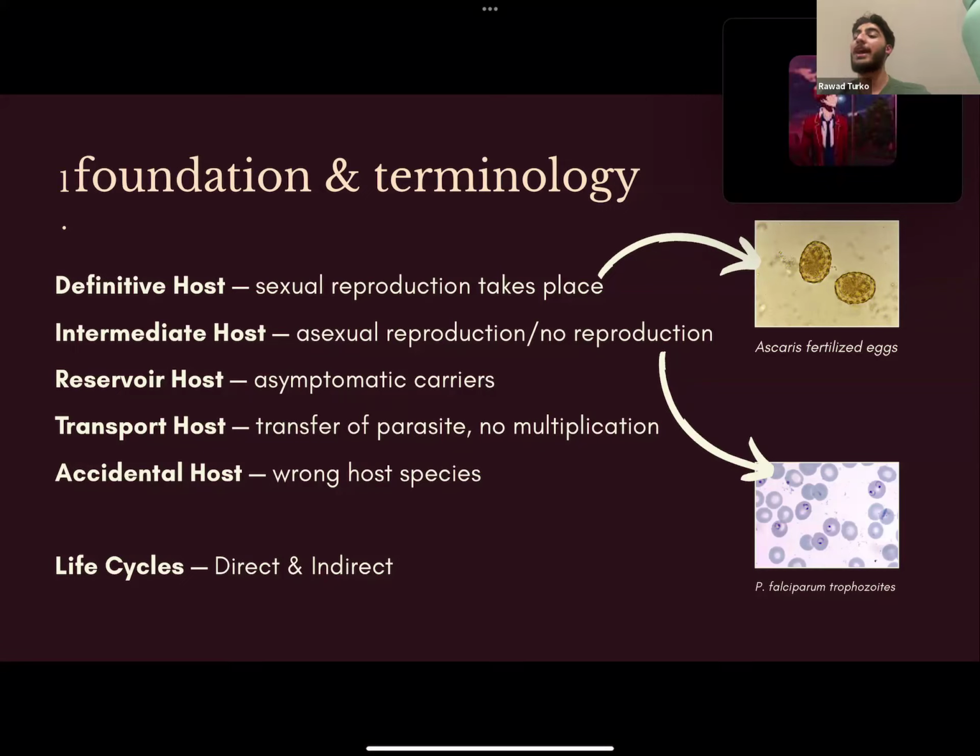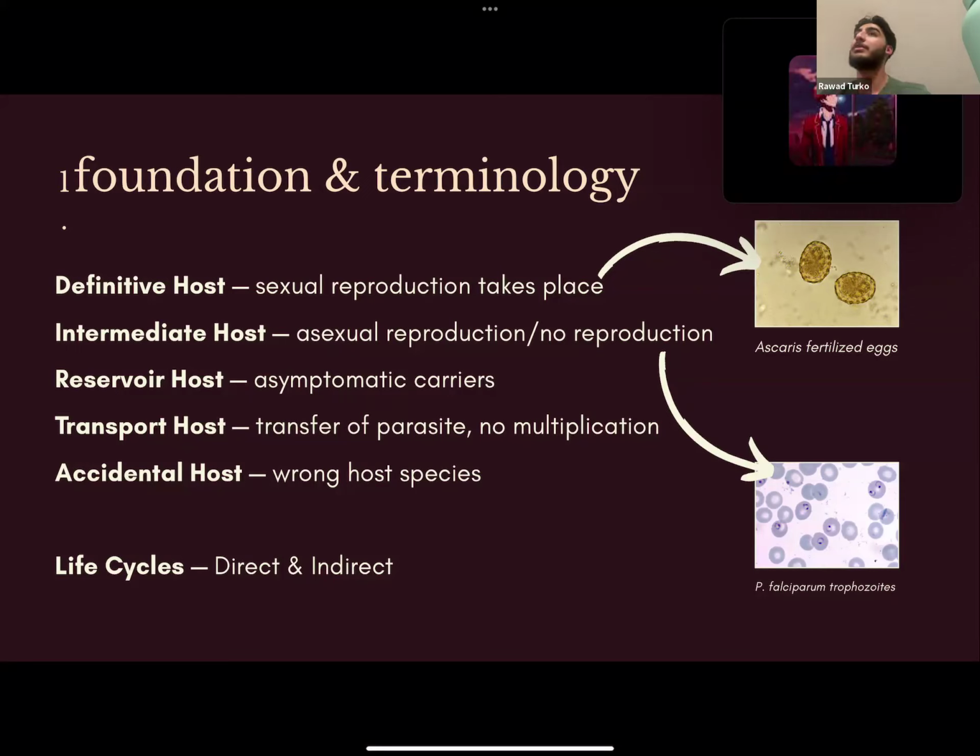So when I say that something has a direct life cycle, it means that it only has the definitive host where the sexual reproduction takes place. If it has an indirect life cycle, it means that it basically jumps in and out of two or more organisms. So one of those organisms would be the definitive host, and one of them would be the intermediate host.